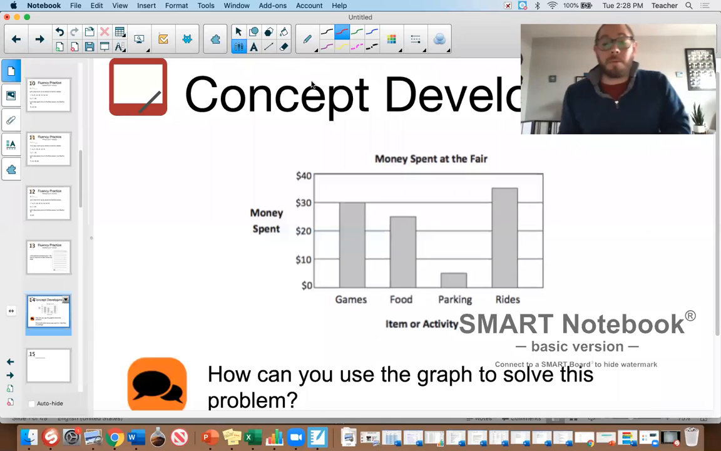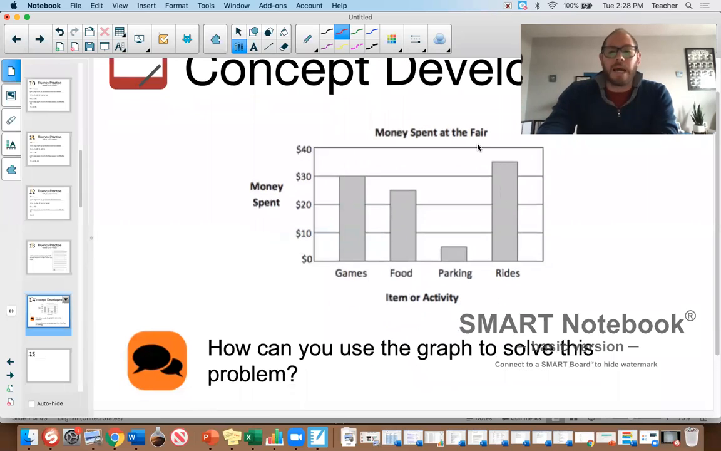All right, grade threes, welcome back. Today, our learning objective says I will be able to analyze data to problem solve. So we're going to be looking at some graphs and we're going to be answering questions about them. So on the screen right now, we have our first graph and the title of our graph says money spent at the fair. We know at the bottom, it tells us some items or activities that our friends spent at the fair. On the left-hand side, we know this shows us how much money they spent on each activity. So we've got games, food, parking, and rides.